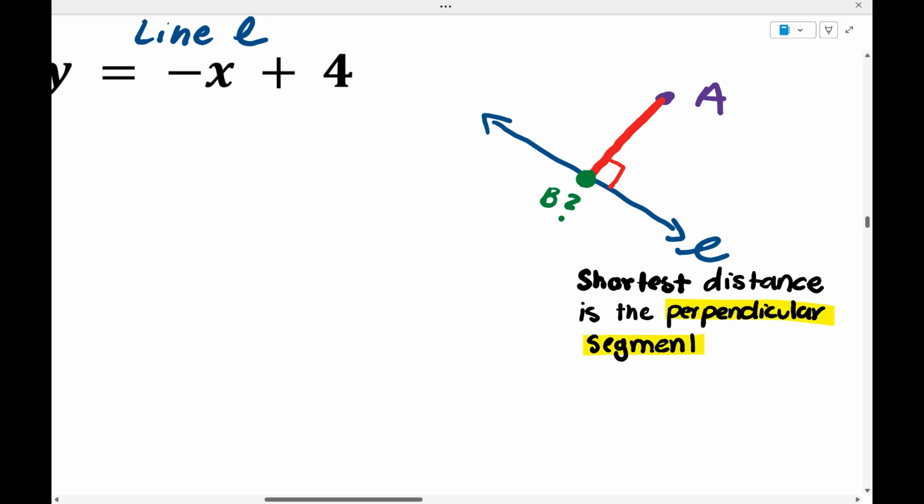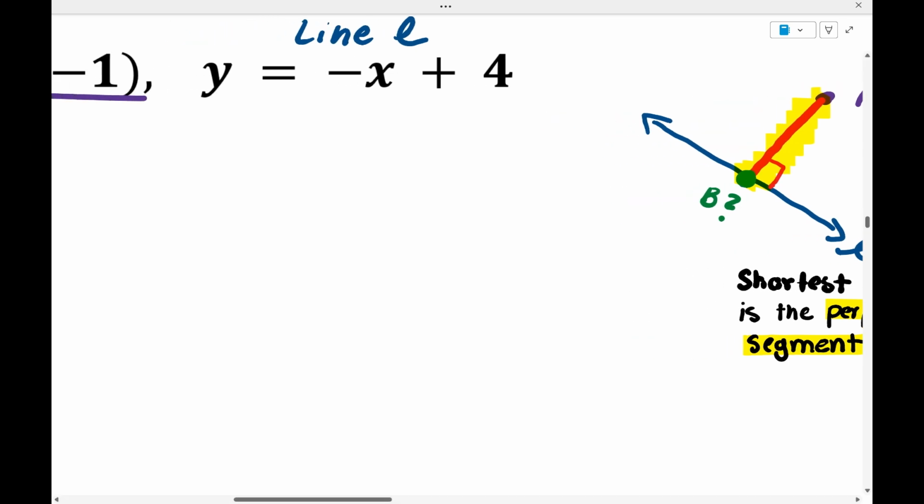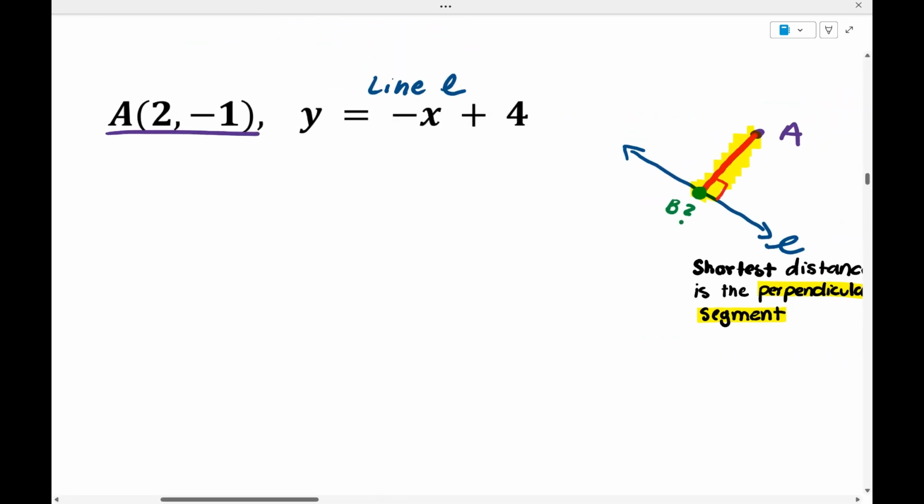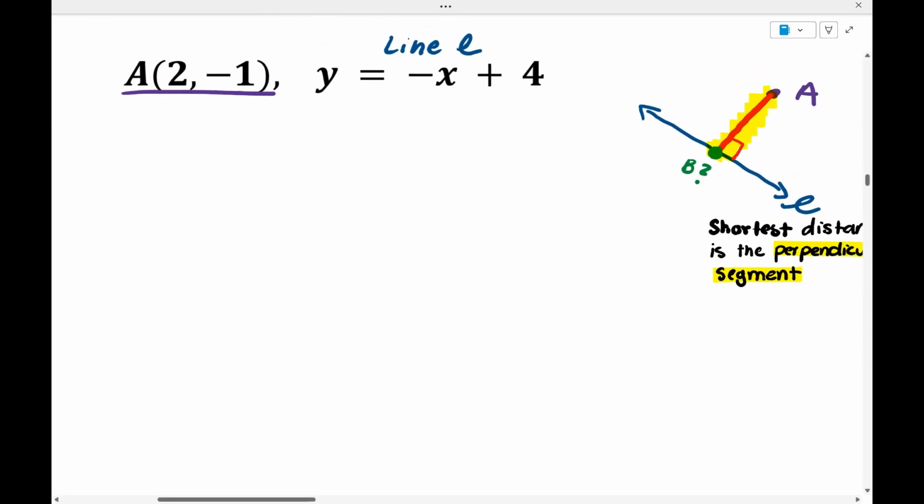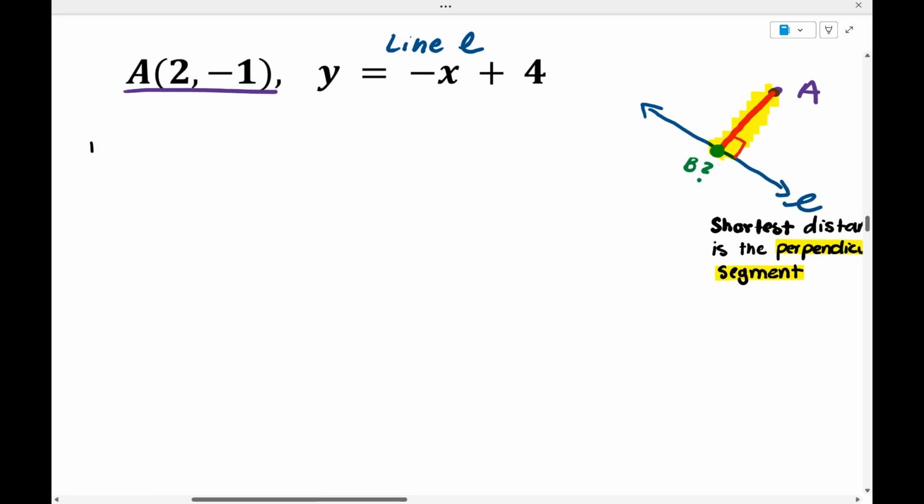So to do that, we're going to go ahead and break this process into 3 steps. Remember, the end goal is to find that distance, or that length, of that red segment. So step number 1, we want to find the equation for that red segment there.